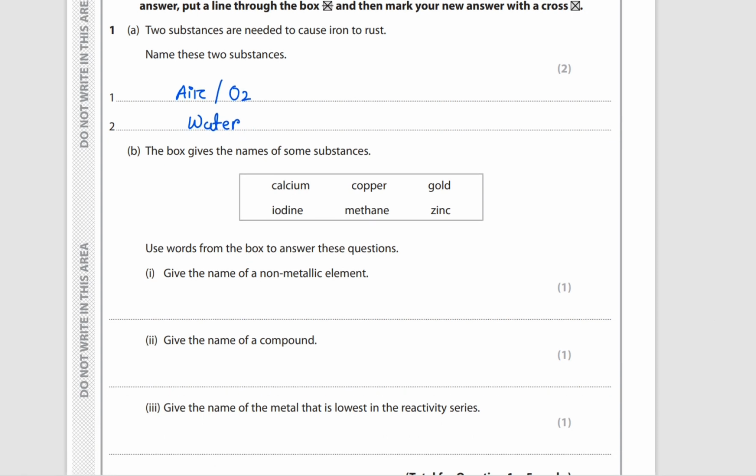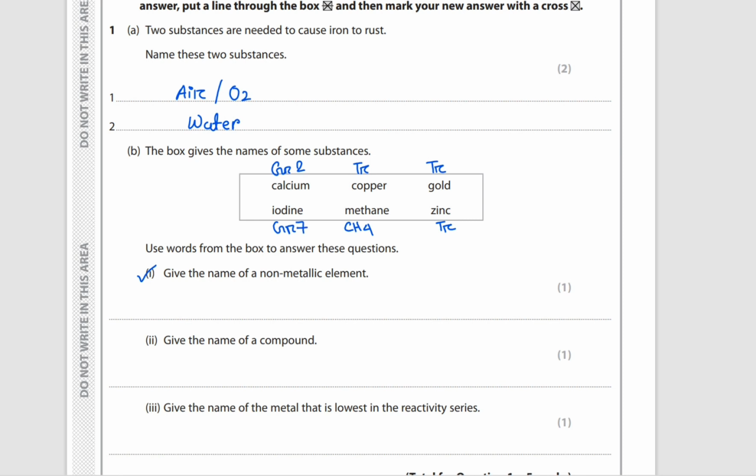Moving to part B, the box gives the name of some substances. Use the word from the box to answer these questions. Part 1, give the name of a non-metallic element. At first, let us group each element in this box. Calcium is from group 2, which is a metal. Copper is a transition metal. Gold is a transition metal. Zinc is a transition metal. Methane is CH4, a covalently bonded compound, an organic compound from the alkane family. And iodine is group 7.